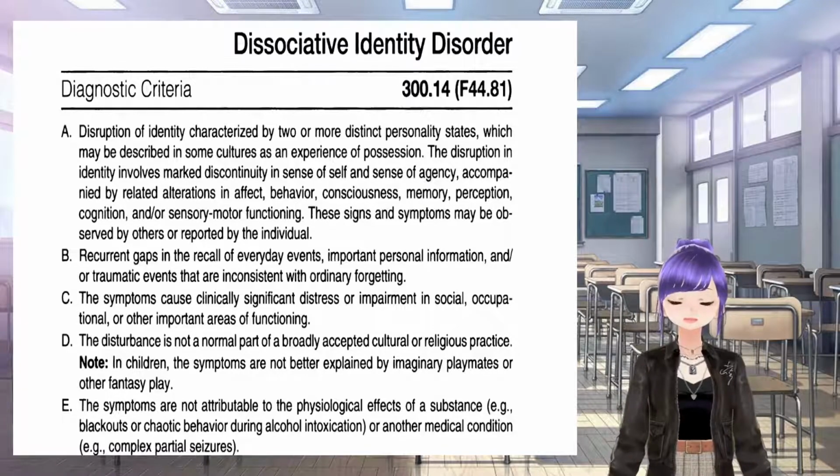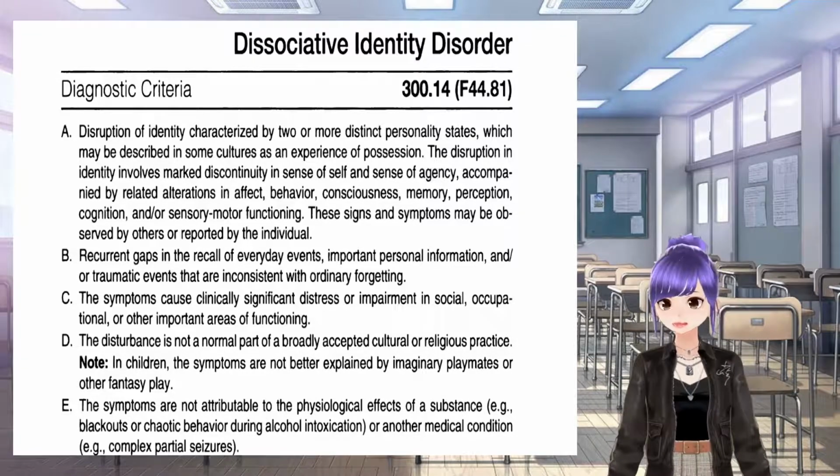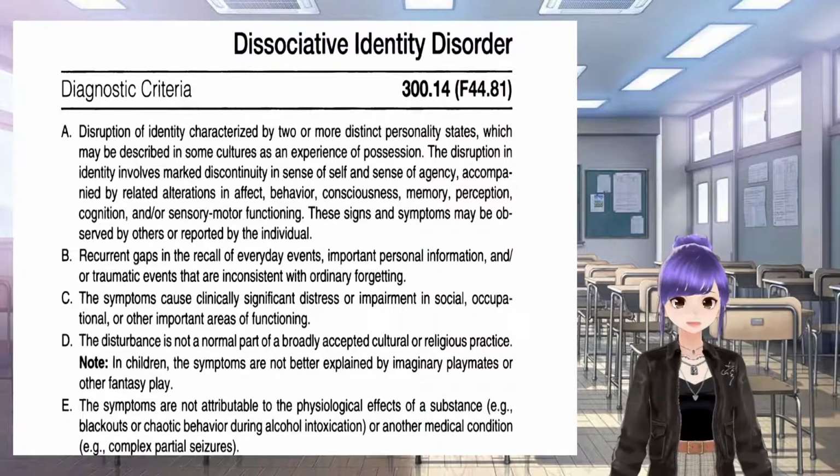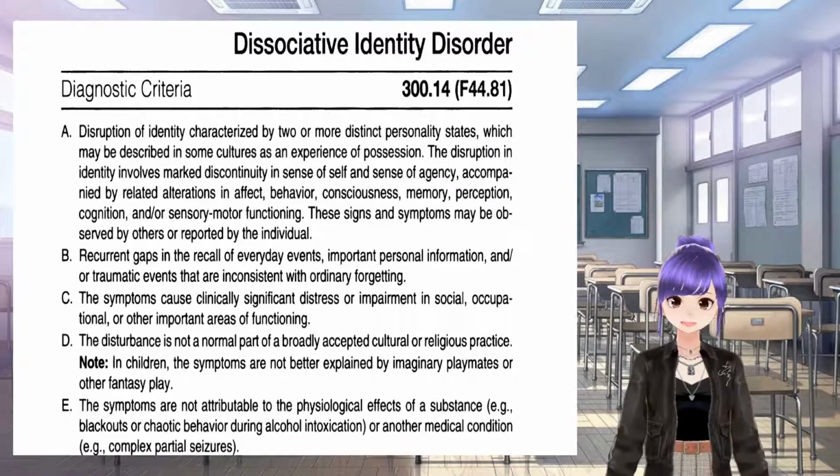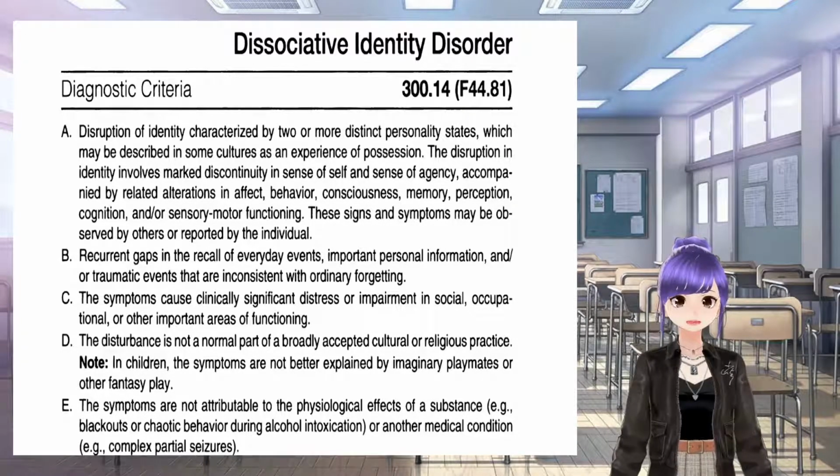The disruption in identity involves marked discontinuity in a sense of self and sense of agency, accompanied by related alterations in affect, behavior, consciousness, memory, perception, cognition, and/or sensory-motor functioning. These signs and symptoms may be observed by others or reported by the individual.